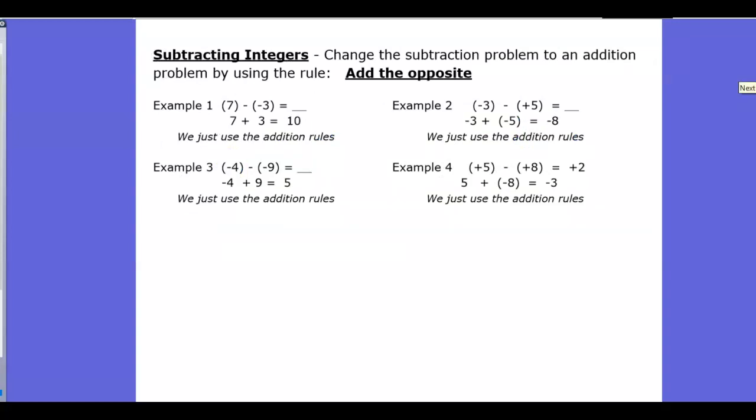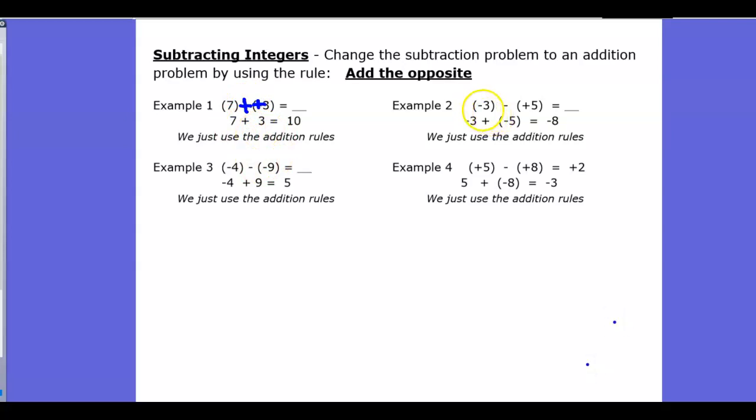All right, so if we subtract integers, the rule is to change the subtraction problem to an addition problem, and then by using the rule of adding the opposites, okay? So if I take 7 minus a negative 3, I'm actually just going to change this to be 7 plus a positive 3, and that's how we get 7 plus 3 is 10.